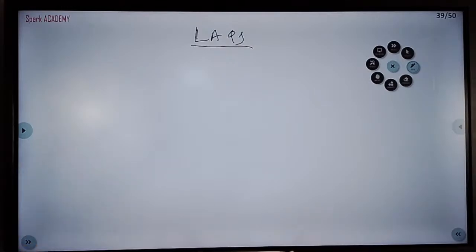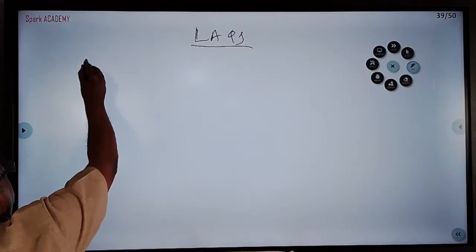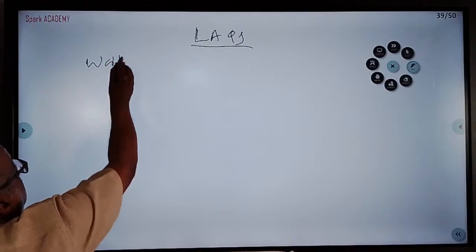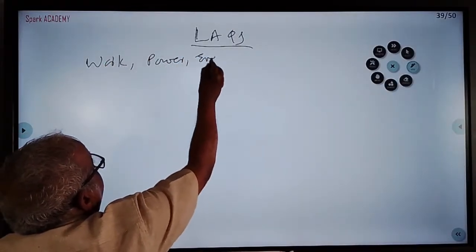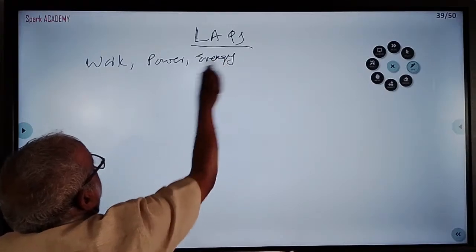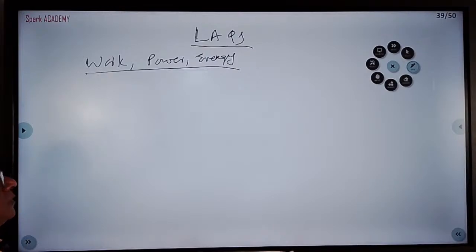State and prove the law of conservation of energy in case of a freely falling body. This is the first long question. There are 3 chapters from which long questions come. How many long questions are there? Work, power, energy 3, oscillations 2, thermodynamics 2. Seven long questions are there.